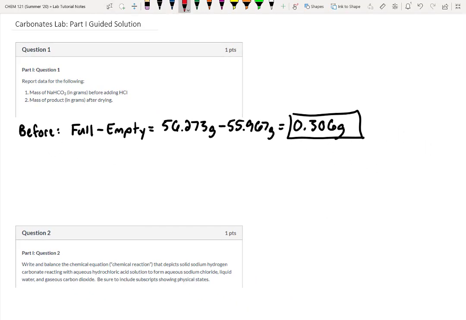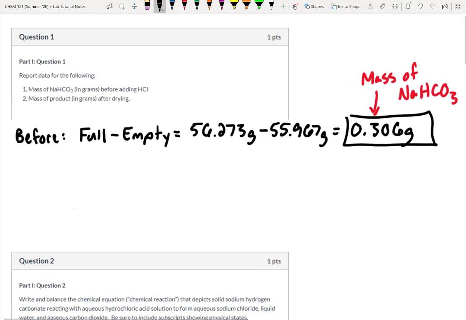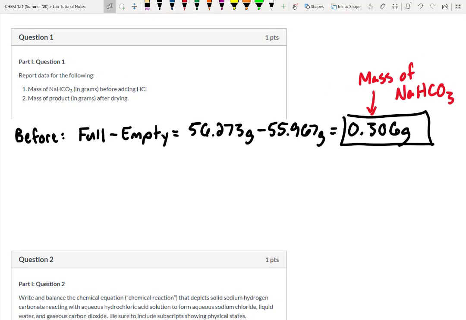It's important to label things. I prefer to keep notes on scratch paper or in my lab notebook, but this is going to be the mass of NaHCO3. It's the mass of my sodium bicarbonate. Perfect. So now part 2 says let's find the mass of the product in grams after drying. So this is the mass at the very end of the residue that was left over in the beaker after drying. Okay, so we'll say this is after, and this would be full minus empty again.